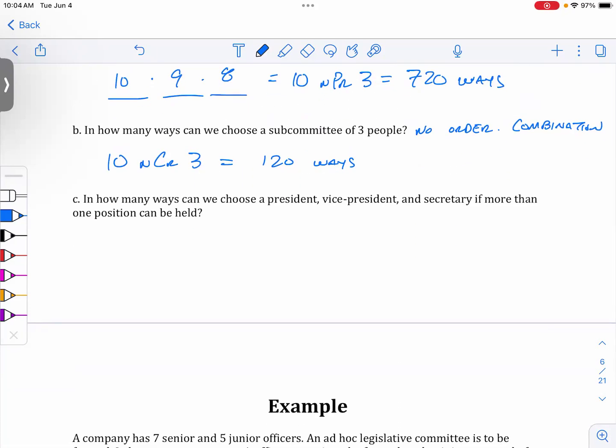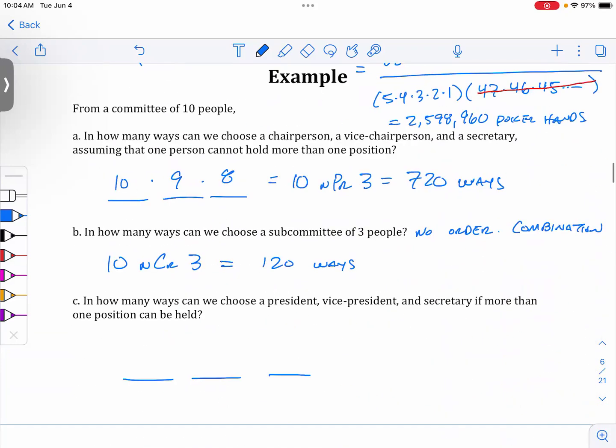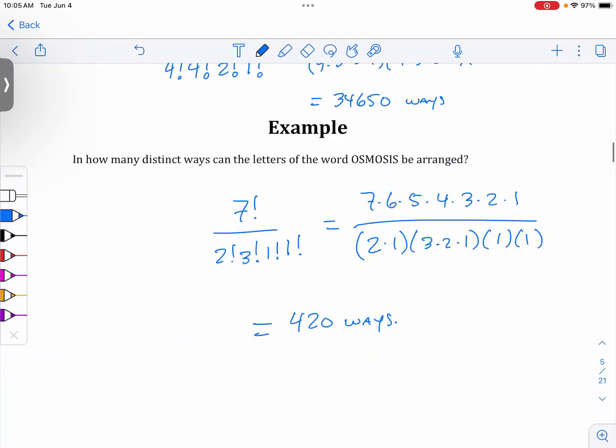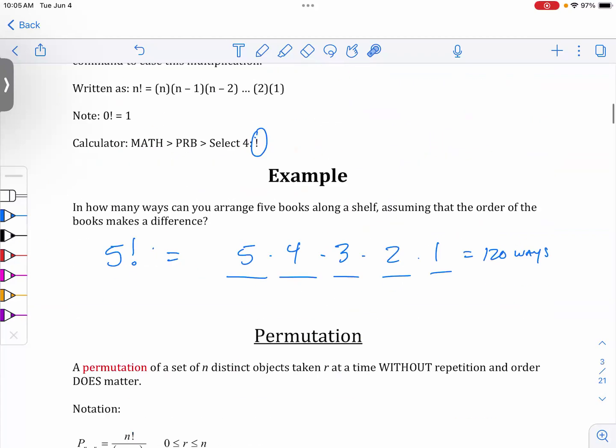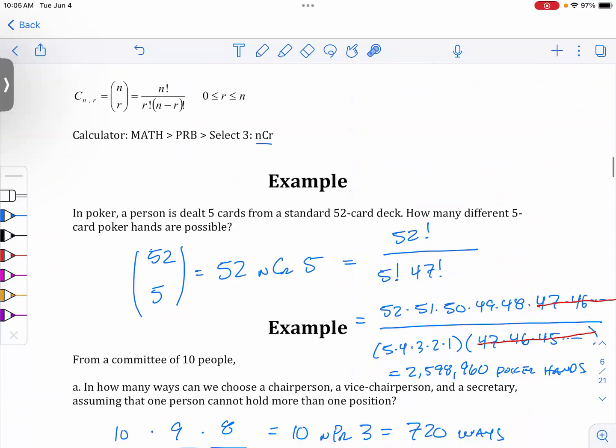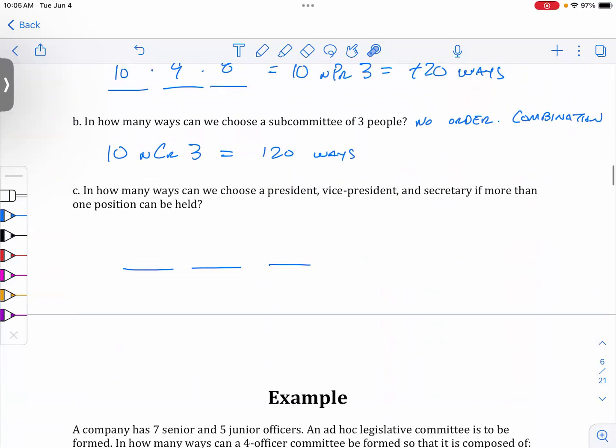And in how many ways can we choose president, vice president, secretary, if more than one position can be held? And now we are in the top case, right? What we're calling the power rule, all right? The top case of our diagram. Because as soon as you say repeats, that means you're basically doing the blank method, with those possibilities raised to a power. And so that means I have 10 times 10 times 10, aka 10 cubed, which is 1,000 ways.